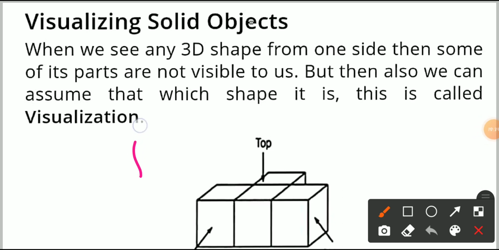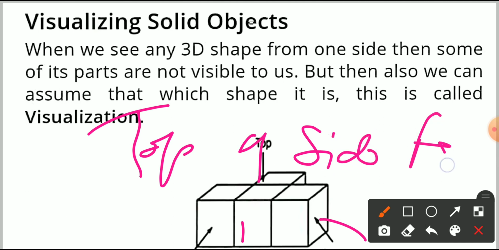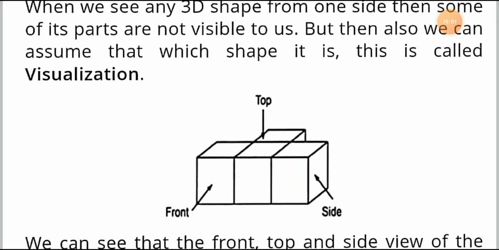Suppose this object is lying on the table. You can say this is the top direction, this is side one, and this one is front. So basically we can analyze the visualization by the top part, side portion, and front portion. Three things we can see in any 3D shape: front, side, and top.